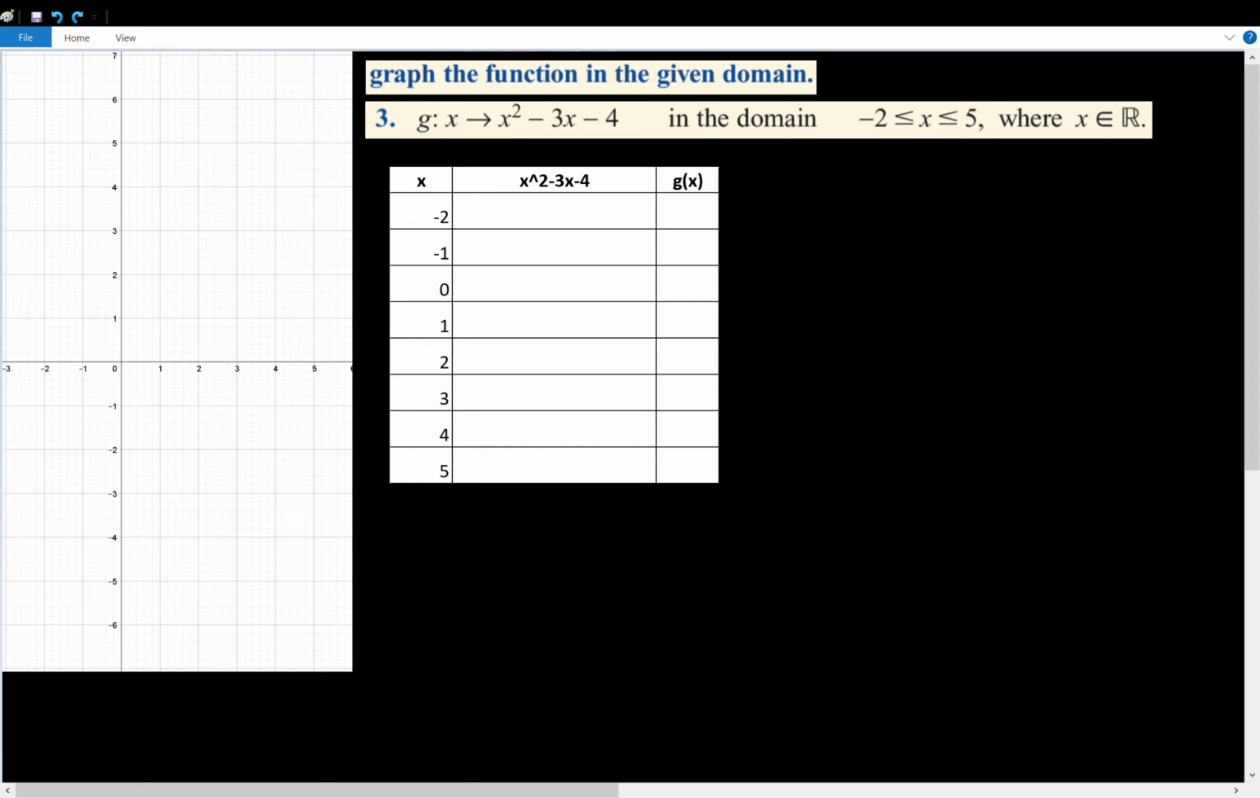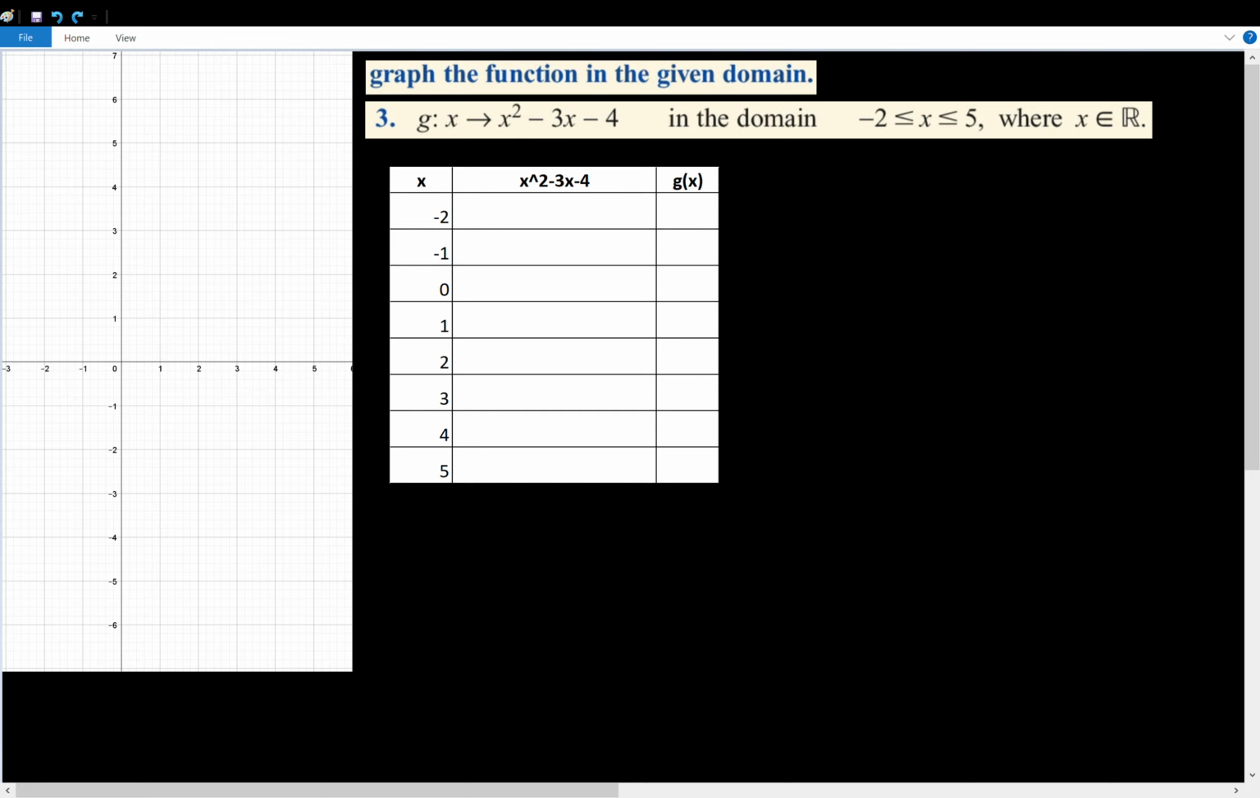This is question 3 in exercise 21.2 in Project Maths 2. We have to graph the function in the given domain. g of x is x squared minus 3x minus 4, and we have to graph that in the domain minus 2 is less than or equal to x, is less than or equal to 5, where x is an element of R.